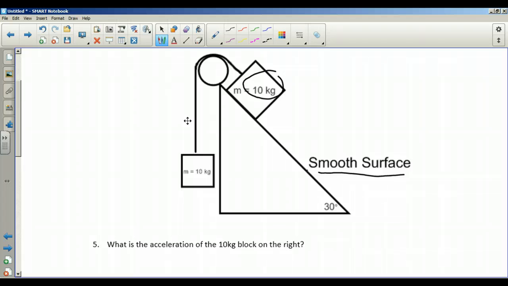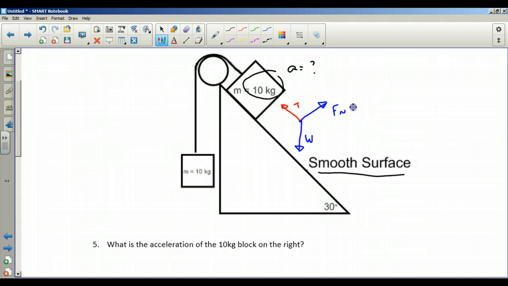Now, we're asked to find the acceleration of the 10 kilogram block on the right. So we are trying to find the acceleration of this one. So let's draw a free body diagram of it. We've got our normal force going this way, Fn. We've got our gravity force going straight down, weight. And now we have this new force, which is a tension force pulling straight up this way.